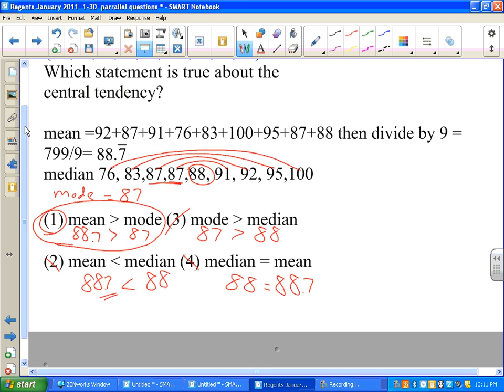Remember, central tendency means mean, median, and mode. The mean, adding up the numbers and dividing by the number of numbers there are. Median, order them from least to greatest and find the middle number. Mode, what number occurs the most. Sometimes they ask for range. Range is the largest minus the smallest.